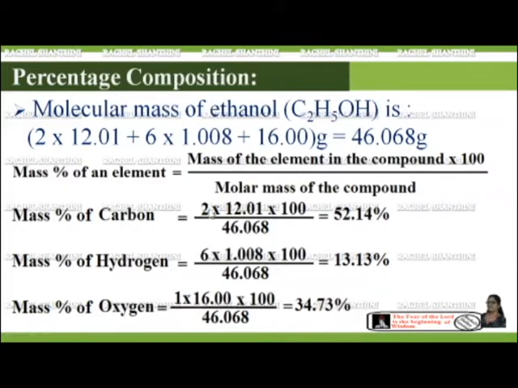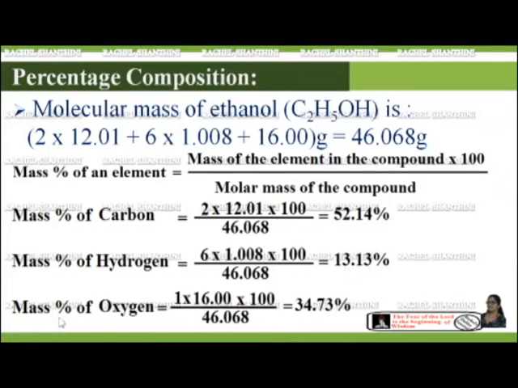Since we have 2 carbon, 2 into 12.01, which is the atomic mass of carbon, divided by 46.068, that is the molar mass of the compound, into 100, which gives 52.14 percentage. Next, to find the mass percentage of hydrogen, we have 6 hydrogen, so 6 into 1.008 divided by the molar mass of the compound, 46.068, into 100, which gives 13.13 percentage.